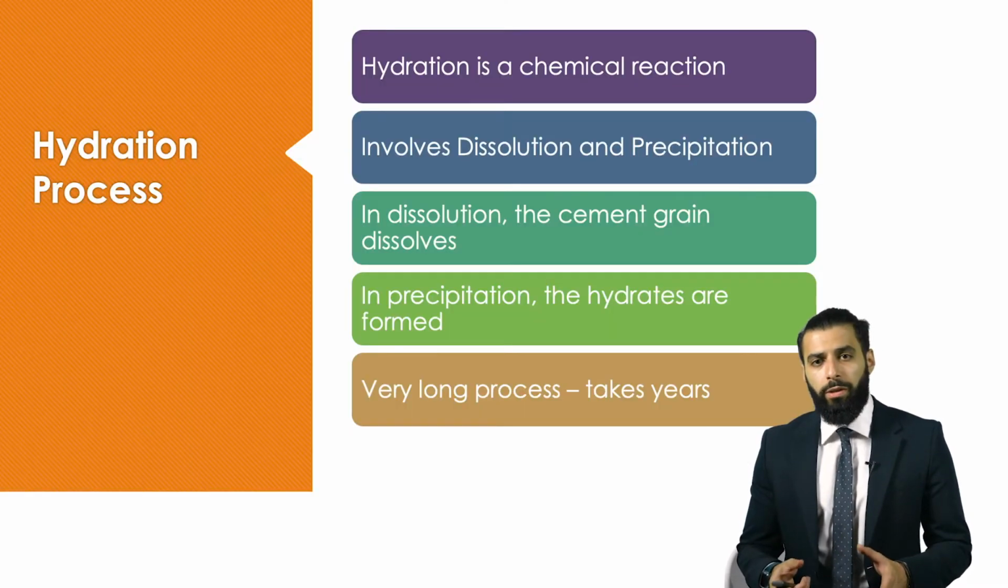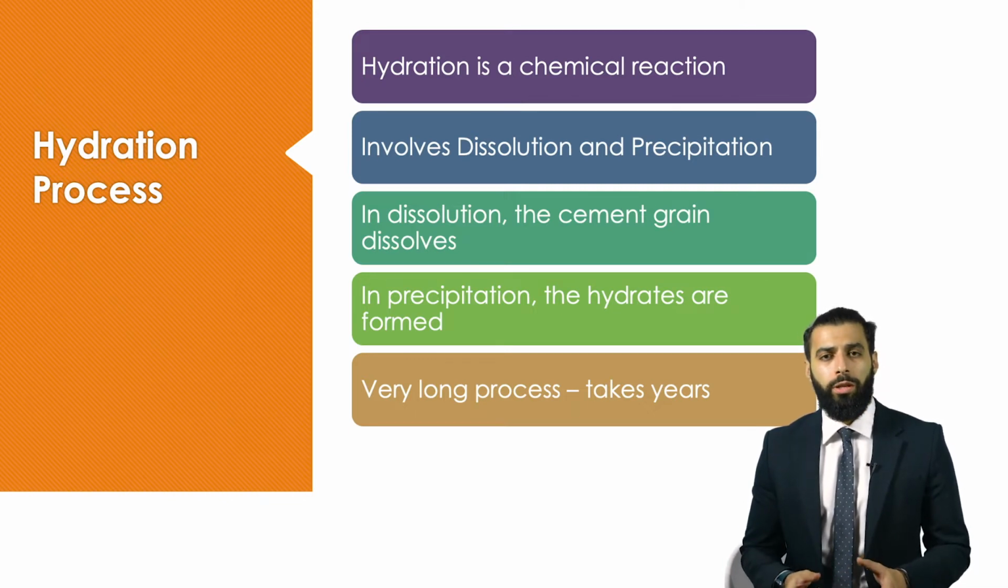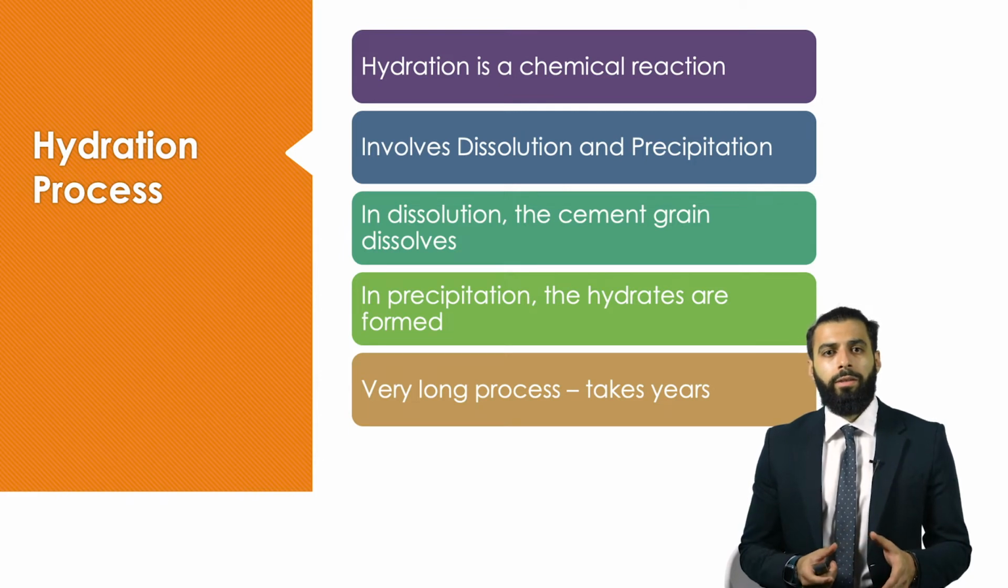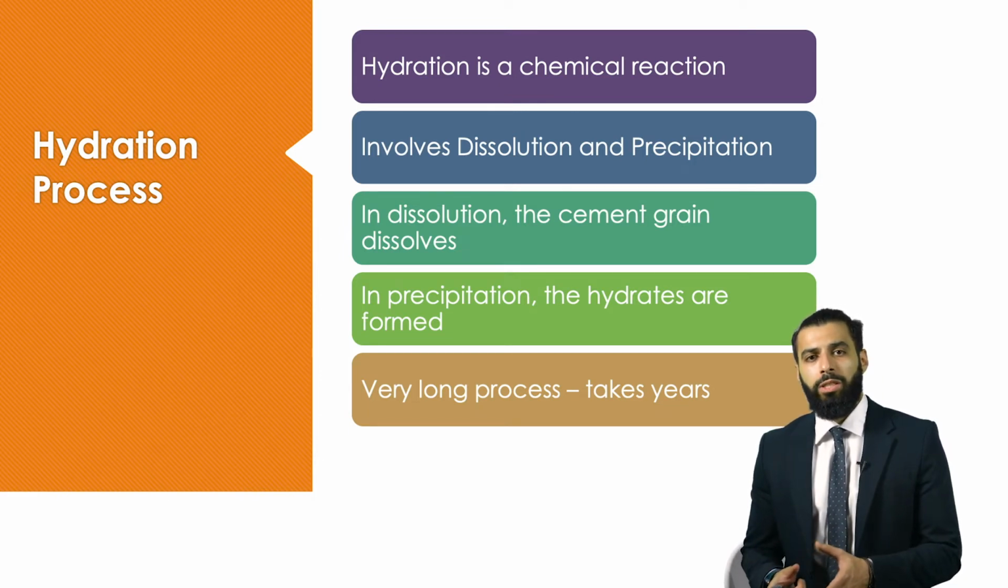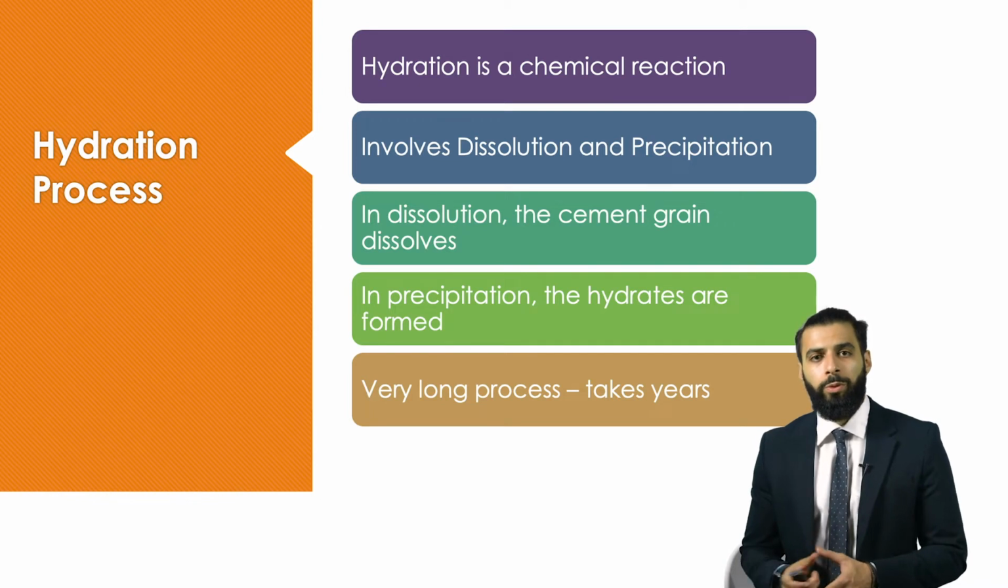Hydration, as you are aware, is a chemical reaction. So it involves dissolution and precipitation. In dissolution, the cement grain dissolves, and when it dissolves, it starts reacting with the water, and then that's when precipitation takes place. It's because hydrates are being formed.